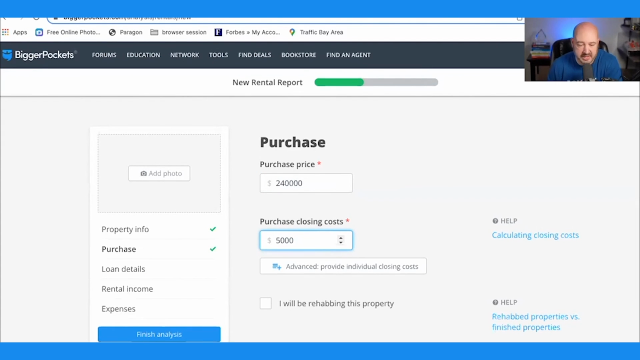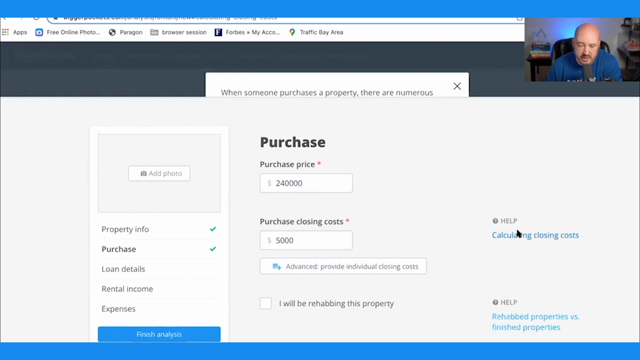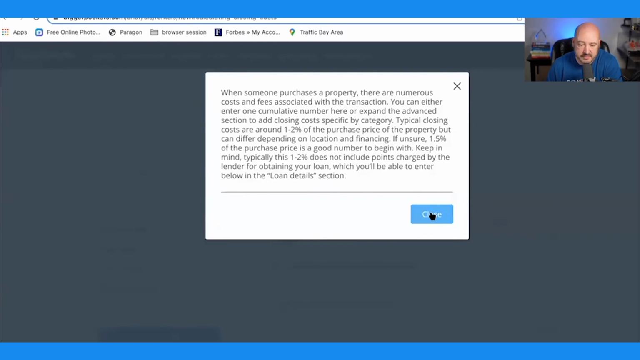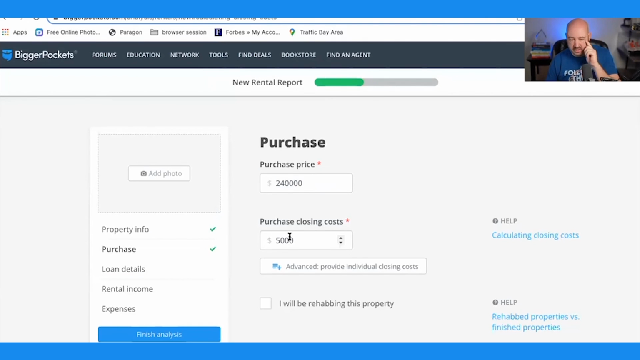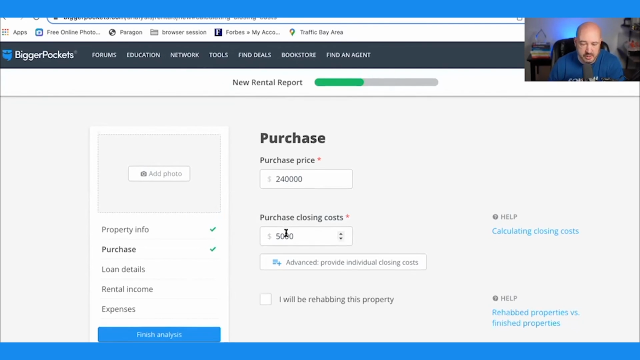That's okay. BiggerPockets has you covered. If you go over here to calculating closing costs under the help and you click on it, they'll tell you right here. Closing costs are around 1 to 2% of the purchase price of the property, but can differ depending on location of financing. If unsure, 1.5% of the purchase price is a good number to begin with. Okay. This explains what closing costs are. Now, we went closer to 2% on this thing just to be safe, but you could get them to be less. You can also ask for the seller to pay for them for you so that you keep a little more cash in your pocket.